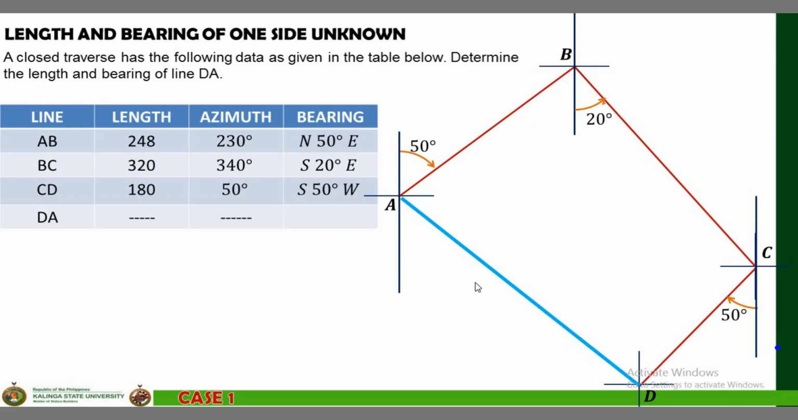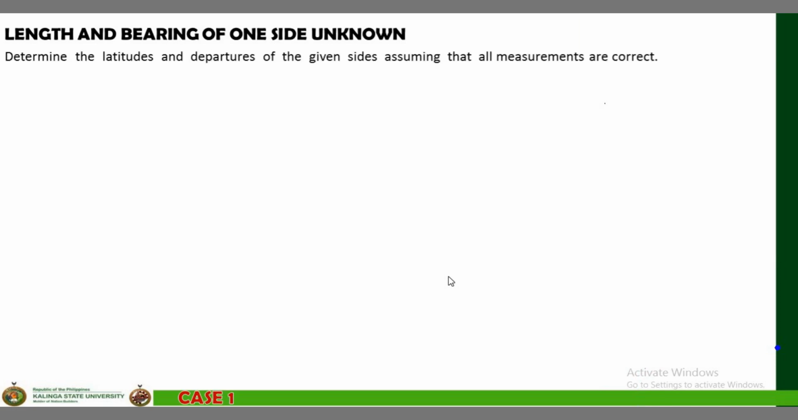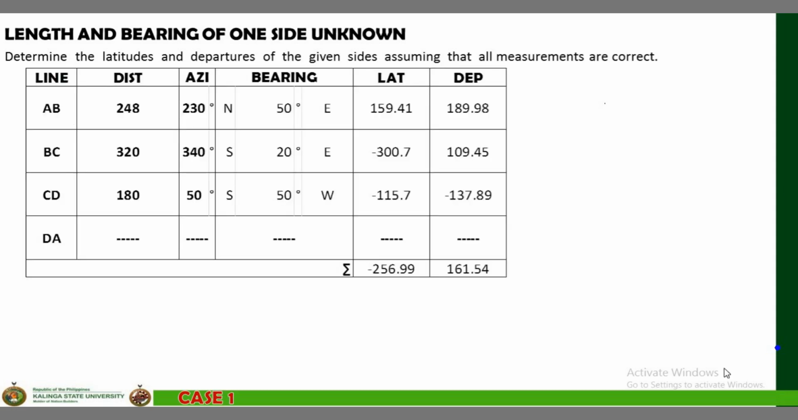So how do we solve this using what we learned in chapter 5? Given the lengths of each line, to get the length and bearing of DA, I determine the latitudes and departures of the given sides, assuming that all measurements are correct. The problem gives the distances and the azimuths, which we converted into bearings. The next thing to do is determine the latitude and the departure. We already finished this in chapter 5.